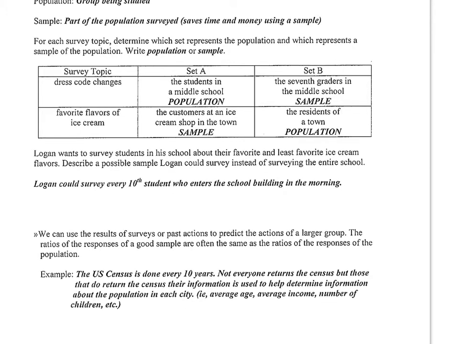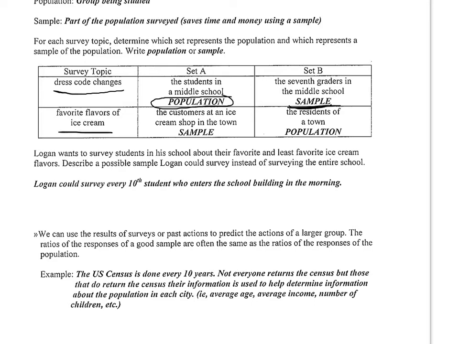So for each survey topic, determine which set represents a population and which represents a sample of the population. Our survey topic is dress code changes. Set A, we have the students in a middle school, and set B, we have the 7th graders. Now, the population is all of the students in the school. The sample is only the 7th graders in the middle school. So the population is everybody. A sample is only part of everybody.